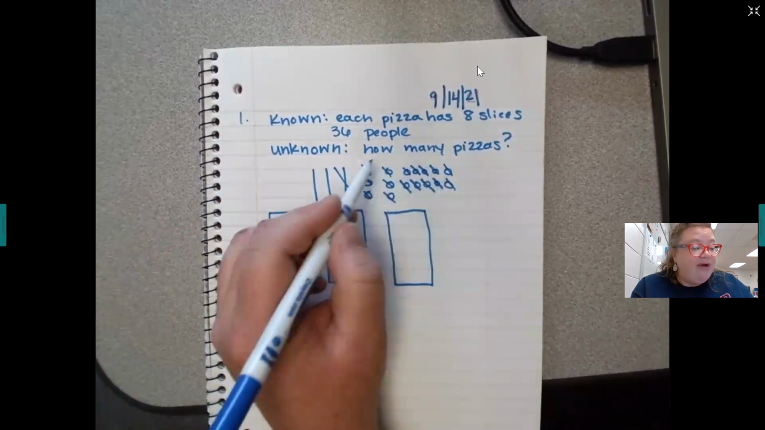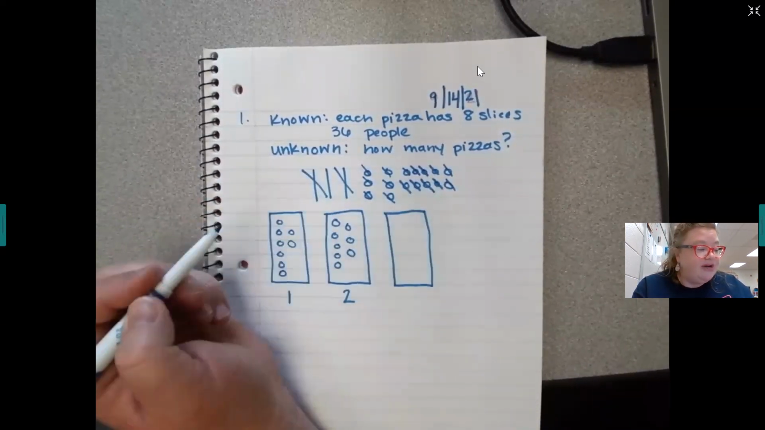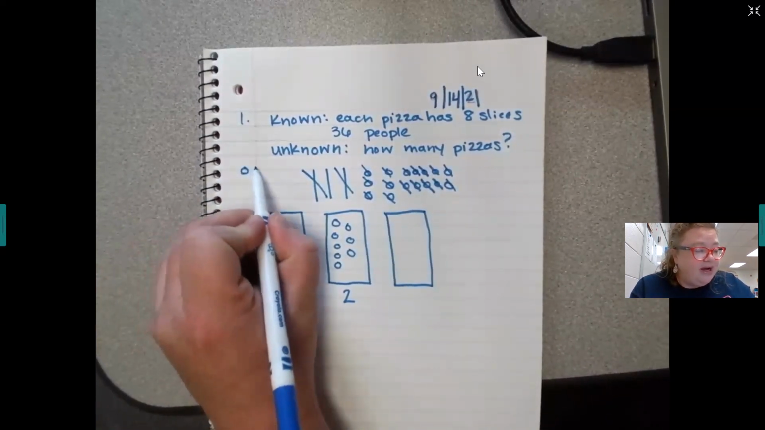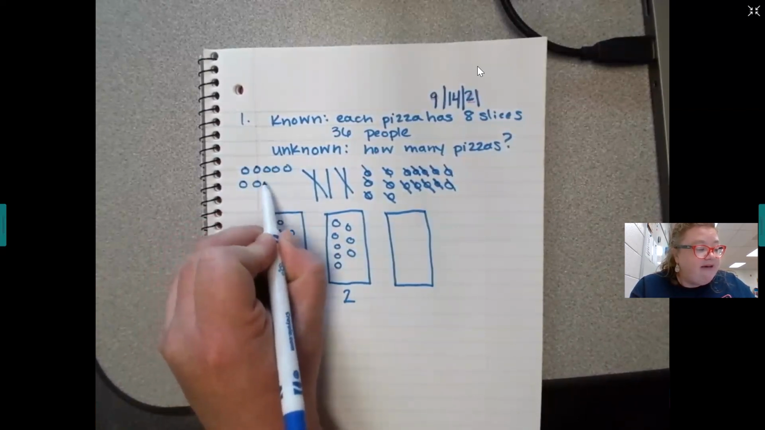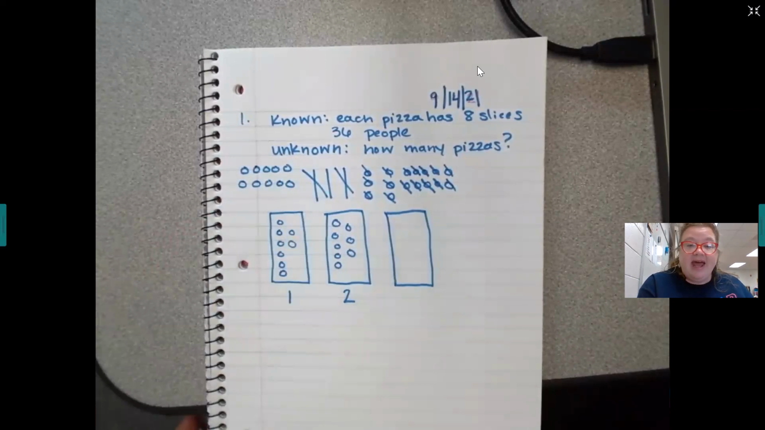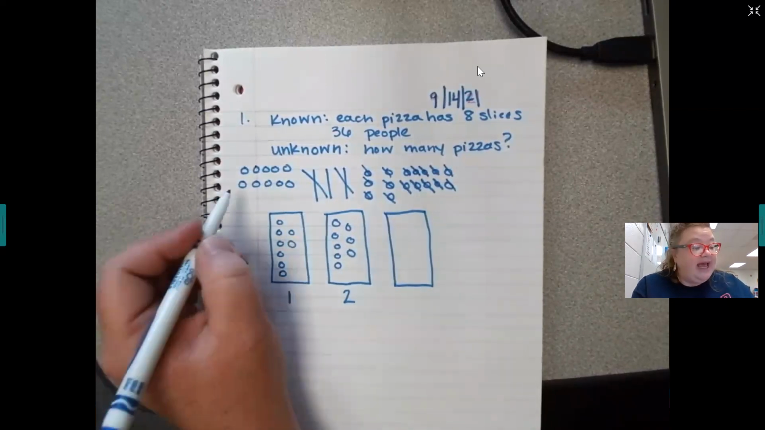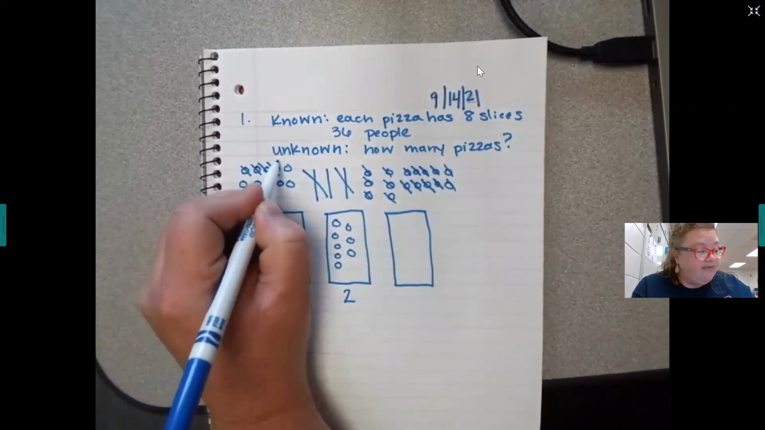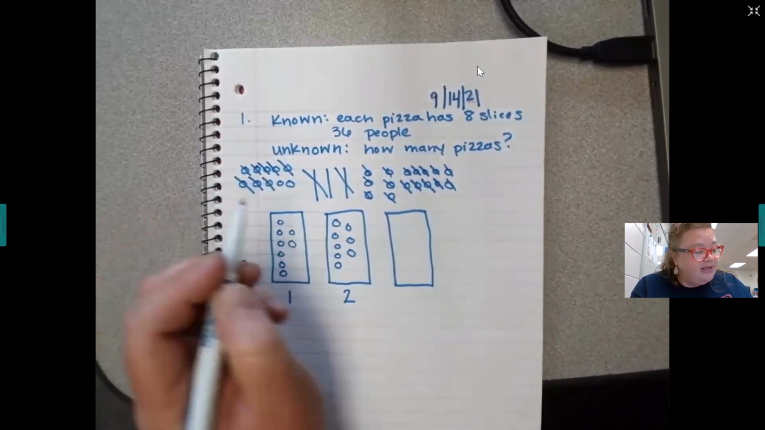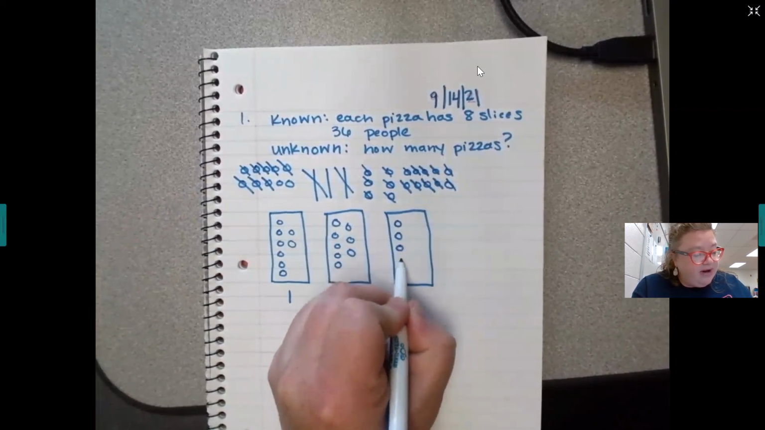Okay, and again, I'm out of ones, so I'm going to smash another 10. I'm going to put them over here as ones. 2, 3, 4, 5, 6, 7, 8, 9, 10. And I'm going to just do the same thing again. I'm going to take 8 of these ones and put them into this group. 1, 2, 3, 4, 5, 6, 7, 8. Just move them down here.